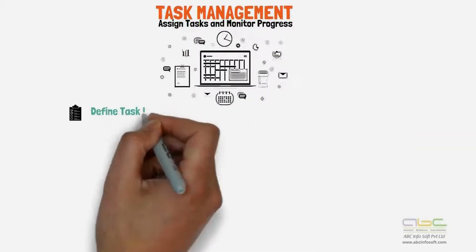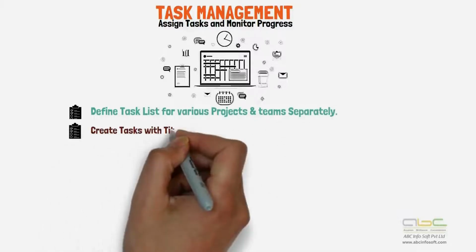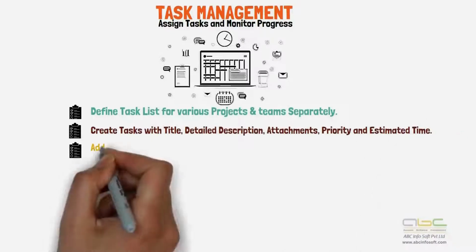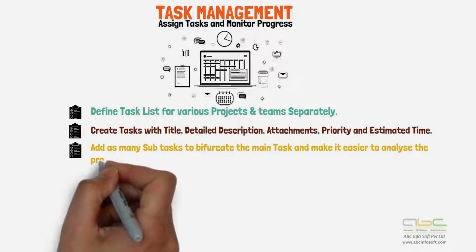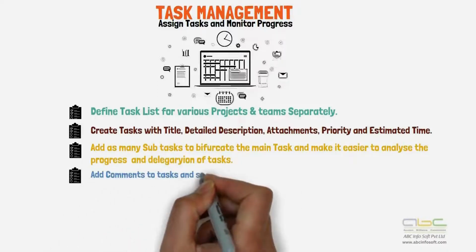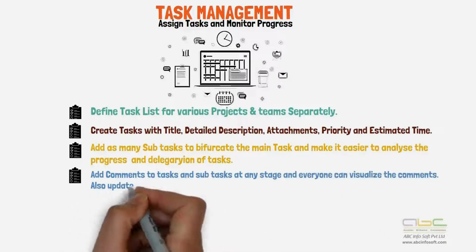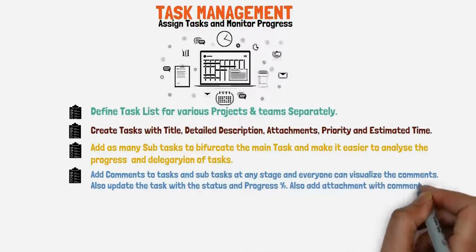Highlights. Define task list for various projects and teams separately. Create tasks with title, detailed description, attachments, priority, and estimated time. Add as many subtasks to bifurcate the main task and make it easier to analyze the progress and completion of tasks. Add comments to tasks and subtasks at any stage and everyone can visualize the comments. Also update the task with the status and progress percent. Also add attachment with comments.